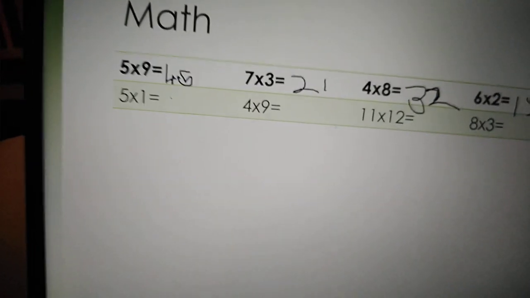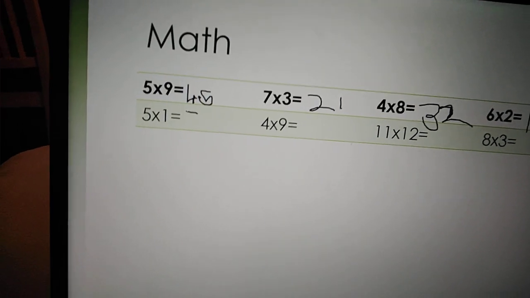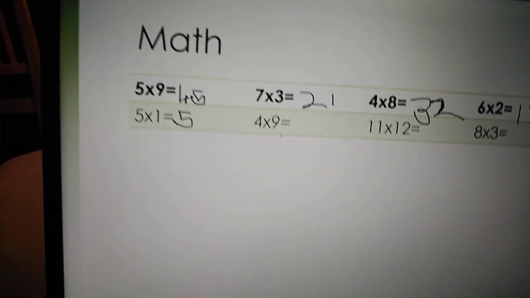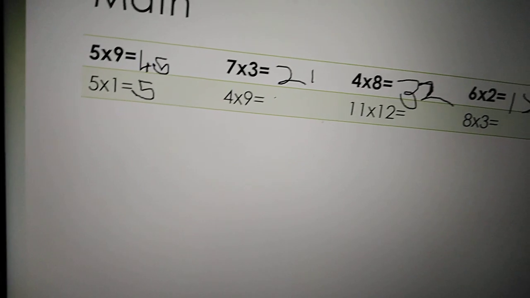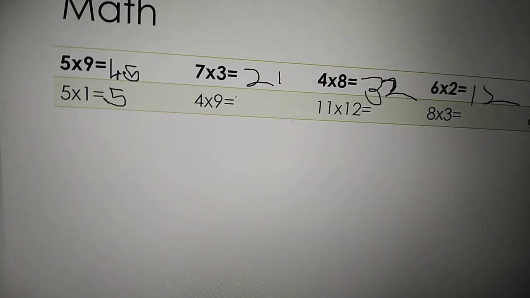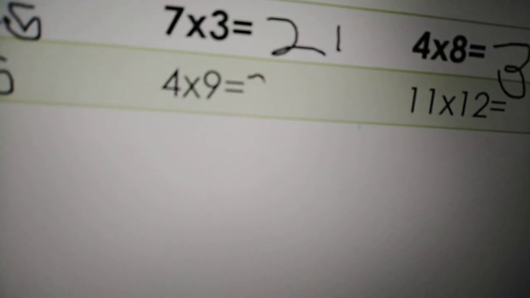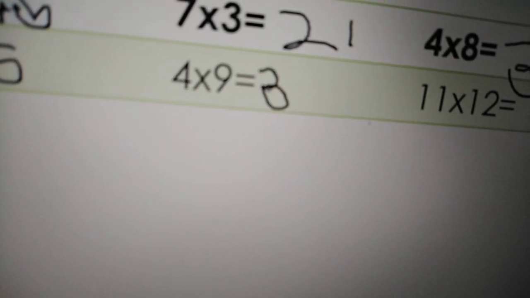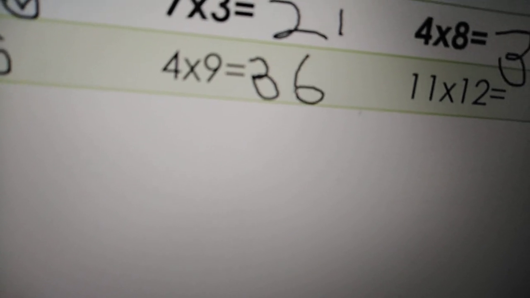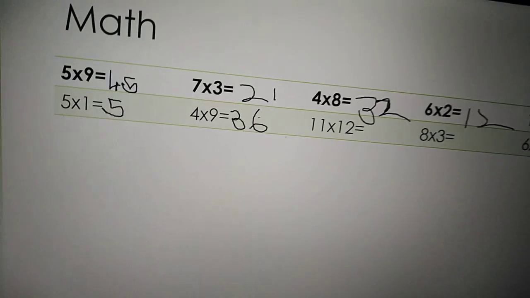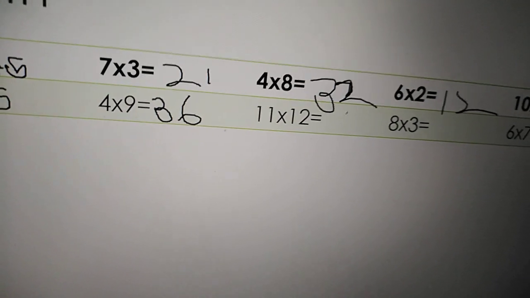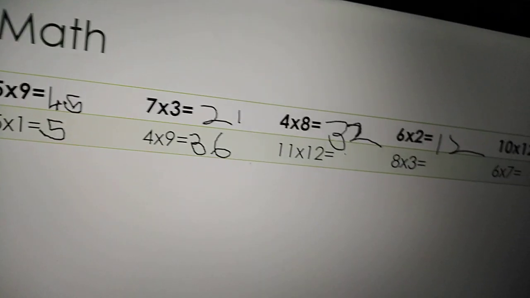Okay. What is 5 times 1? Someone tell me. 5 times 1, I can tell you, is 5. Yeah, good, guys. Okay, 4 times 9. Okay, let me count. Please. Okay, so 36. 11 times 12? I don't know.